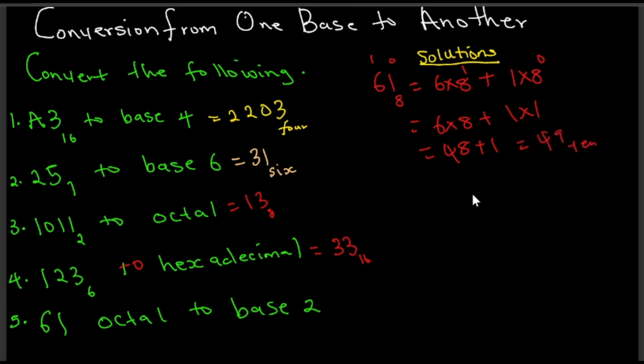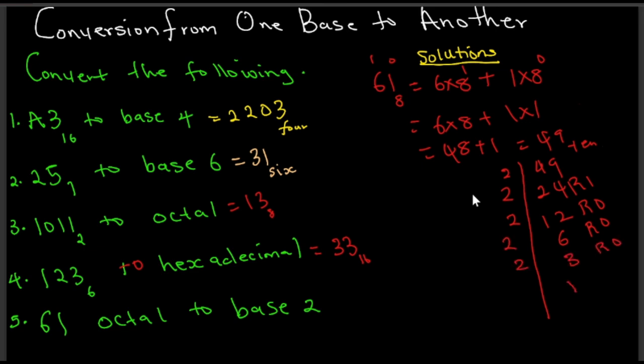Our next agenda is to convert this to base 2. So 49 divided by 2 is 24, remainder 1. 2 divided into 24 is 12, remainder 0. 2 divided into 12 is 6, remainder 0. 2 divided into 6 is 3, remainder 0. 2 divided into 3 is 1, remainder 1. 2 divided into 1 is 0, remainder 1. So from bottom to top, we have 110001 base 2.